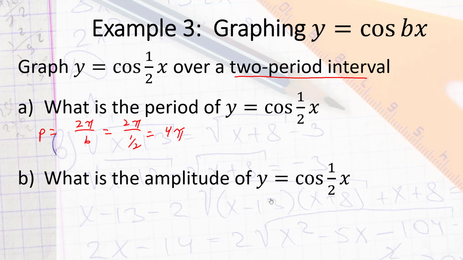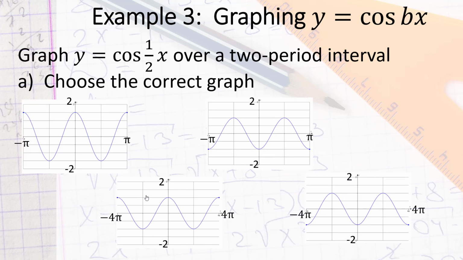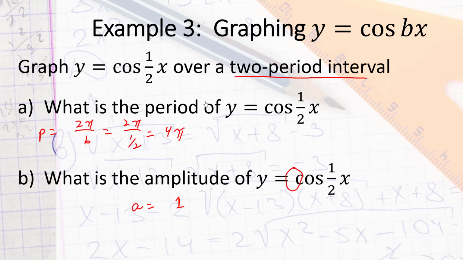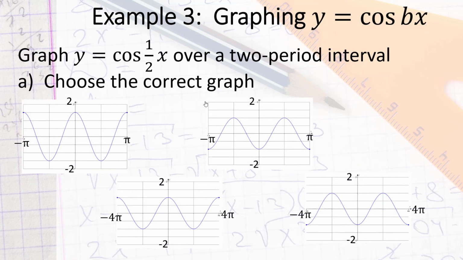What is the amplitude? Well, there is no coefficient here, so that implies that a is equal to 1, so the amplitude is 1. We would have that a is equal to 1. And the last thing we need to do is choose the correct graph. Now notice that our period is 4 pi. So for 2 periods, we need to go from negative 4 pi to 4 pi.